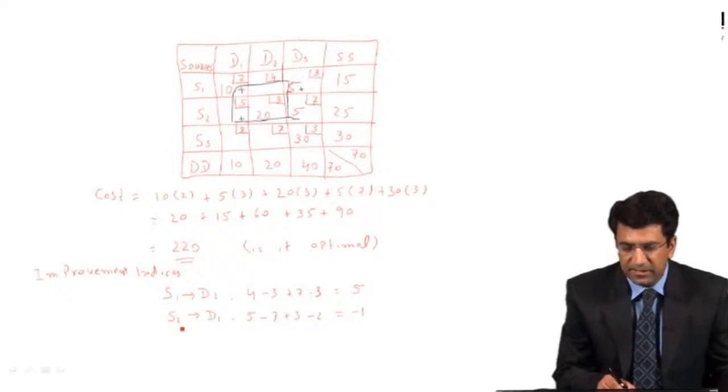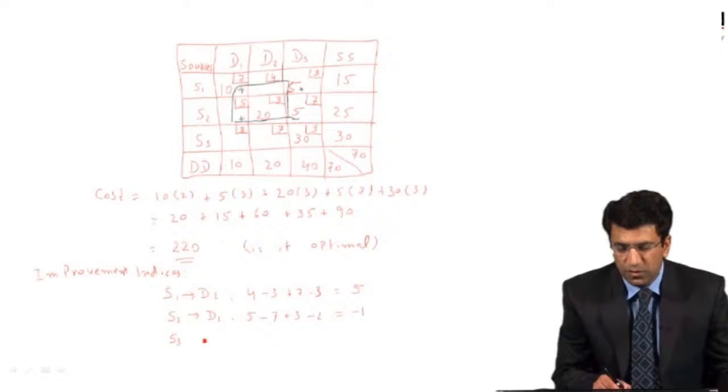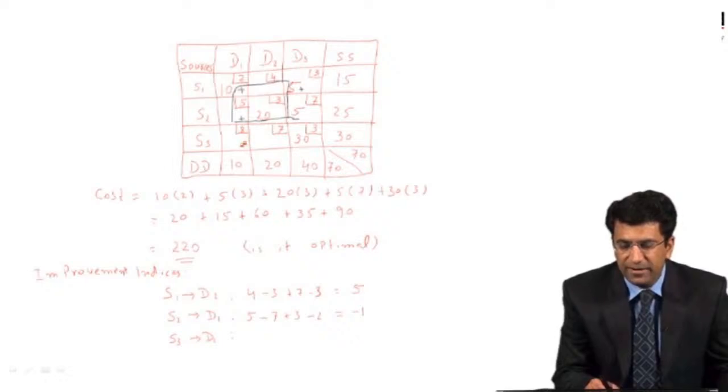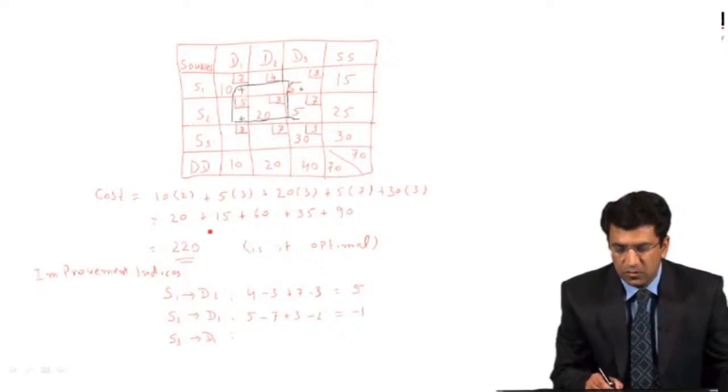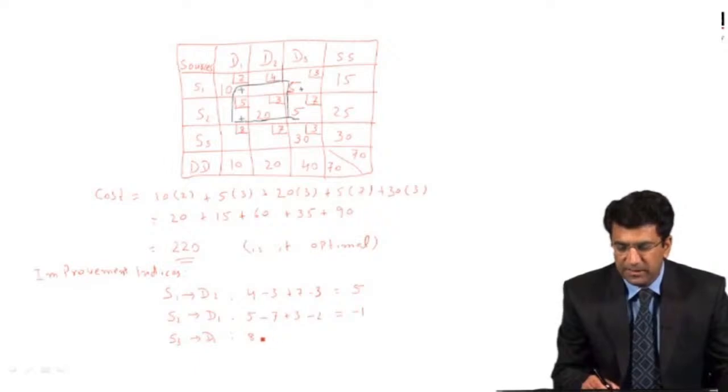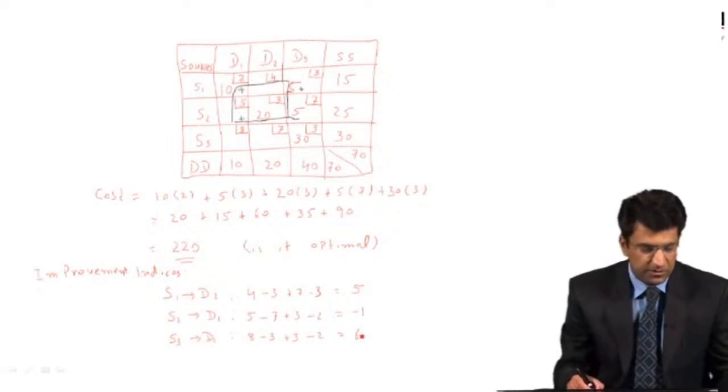Again, the next empty cell is S3 to D1. Again class, S3 to D1. What we can do, we can add here. This cell is empty, so we will have to subtract from this particular cell. Again, we can move toward this cell and then this cell. So this is the closed loop for S3 to D1. So it will become 8 minus 3 plus 3 and minus 2. 8 plus 3, 11 minus 5, it will become 6.